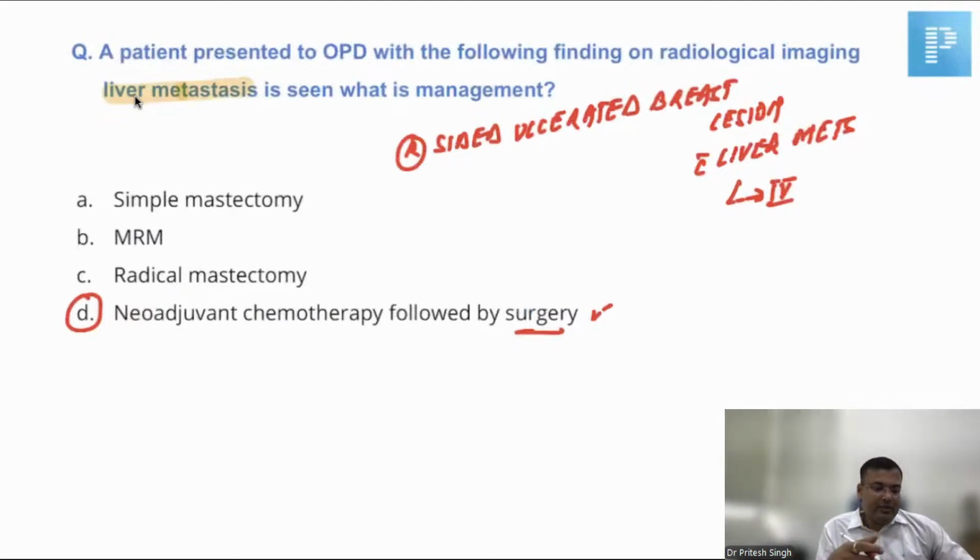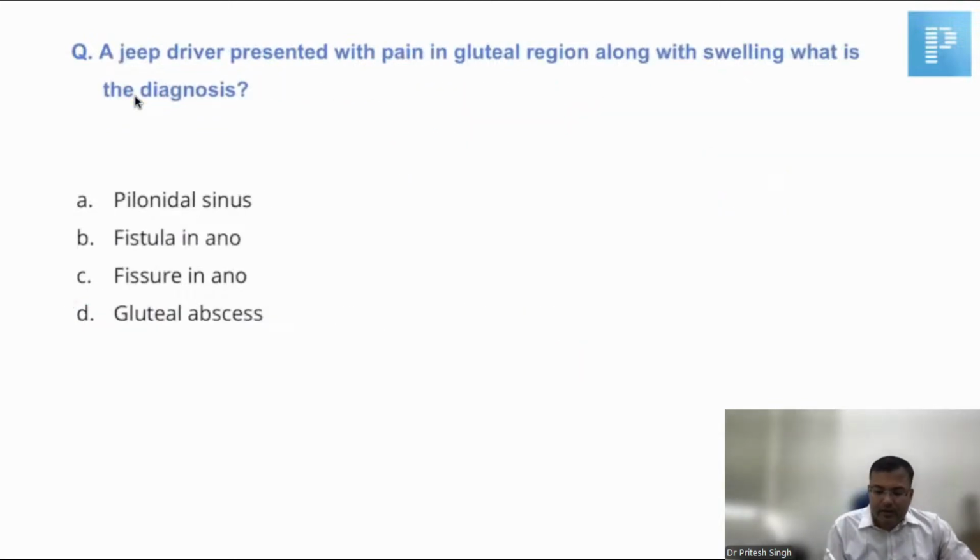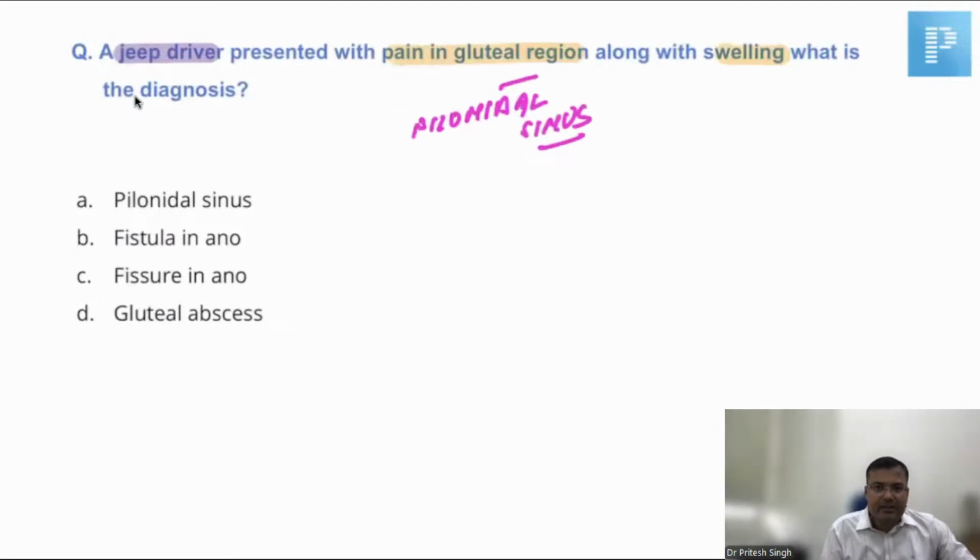Yes, one image was there of Phyllodes tumor. Next, a Jeep driver. Guys, a Jeep driver presented with pain in the gluteal region along with swelling. What is the diagnosis? Can you tell me the name of Jeep's disease? It's pilonidal sinus, which is more common in Jeep drivers of the army. So most probably it is pilonidal sinus.